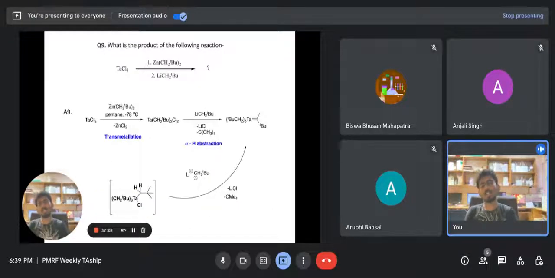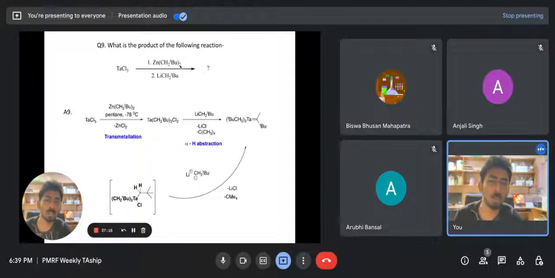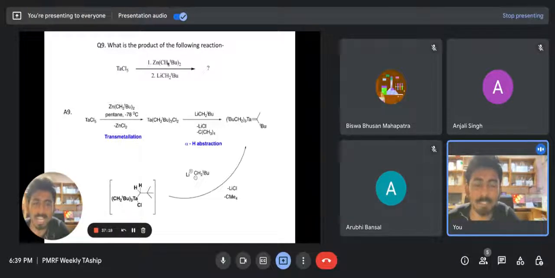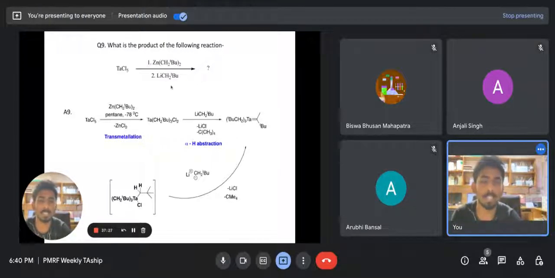Now coming to the next reaction, what is the product when tantalum pentachloride is treated with, firstly, Zn(CH2 tert-butyl)2? This is a neopentyl ligand. I have already discussed what a neopentyl ligand is, devoid of any beta hydrogen. And lastly, it is treated with lithium neopentyl, LiCH2 tert-butyl.